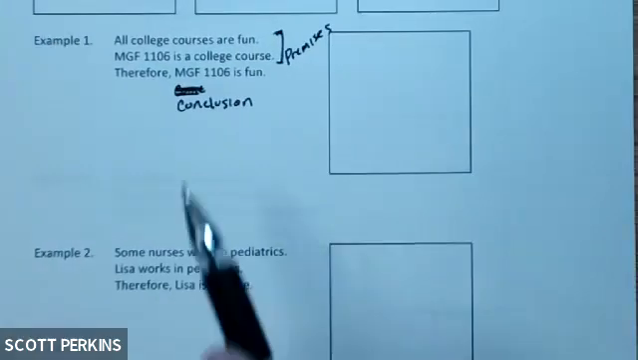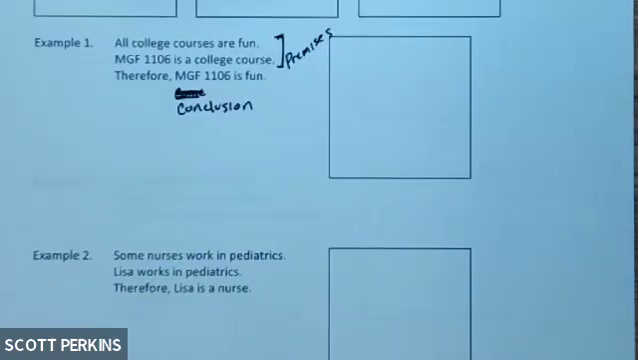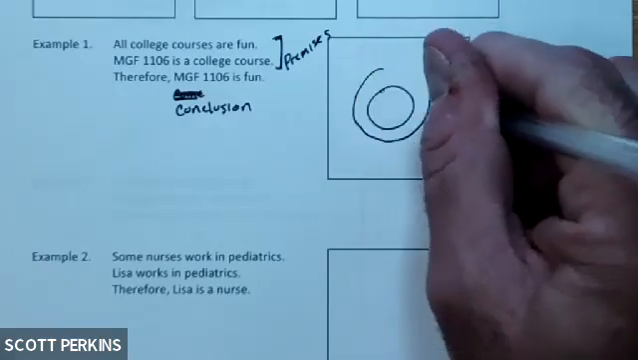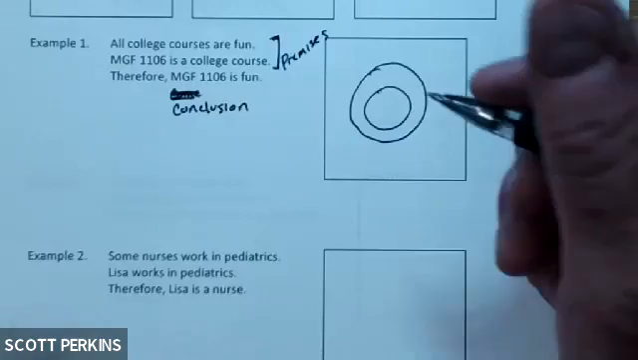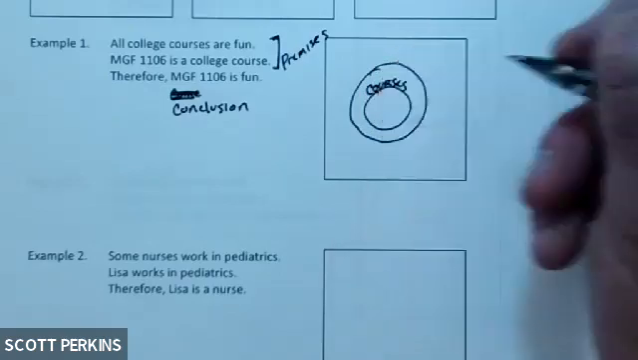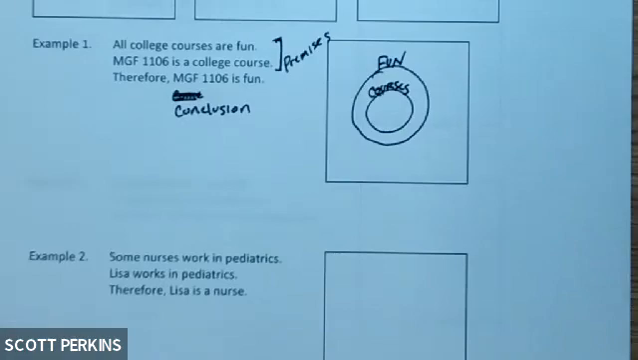I'm going to start. All college courses are fun. Okay, so I'm going to draw two circles. It's an all statement, so I'm going to draw one circle inside the other. Which is the smaller circle? The courses, yes, college courses. I'm just going to abbreviate that, I'm just going to call that courses. And then the bigger circle is the circle of fun things. All college courses are in the circle of fun things. There's other fun things, but definitely college courses are in it.